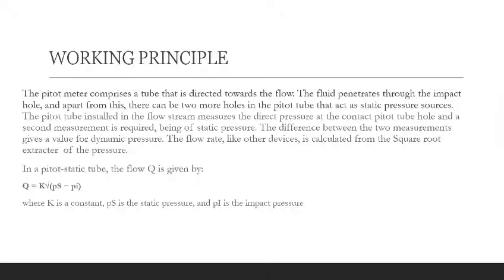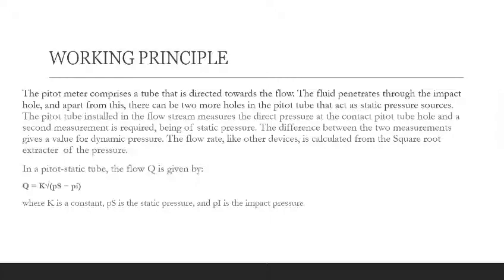And the working principle. The Pitot tube meter comprises a tube that is directed towards the flow. The fluid penetrates through the impact hole, and apart from this, there can be two more holes in the Pitot tube that act as static pressure sources, as we discussed in the above slides. The Pitot tube installed in the flow stream measures the directed pressure at the contact Pitot tube hole, and a second measurement is required, being of static pressure. The difference between the two measurements gives a value for dynamic pressure. The flow rate, like other devices, is calculated from the square root extractor of the pressure.